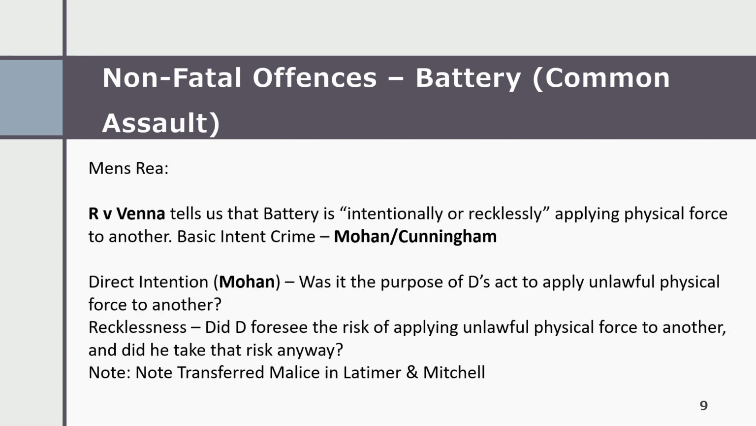So the mens rea. R v Venna tells us that battery is intentionally or recklessly applying physical force to another. So this means that it is a basic intent crime, so you should use the Mohan or Cunningham test for direct intention or recklessness respectively. So direct intention with Mohan: was it the purpose of D's act to apply unlawful physical force to another? For recklessness, did D foresee the risk of applying unlawful physical force to another, and did he take that risk anyway?